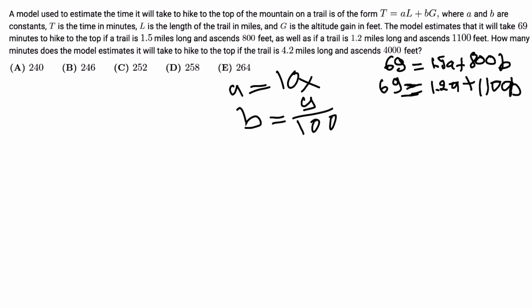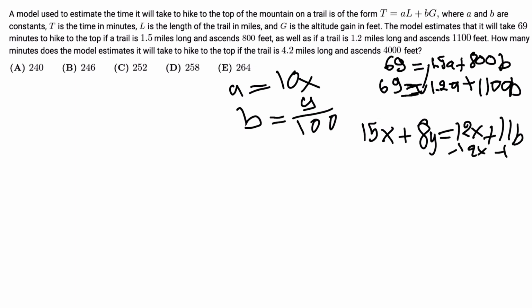And then what we're going to do now is set these two equations equal to each other since they're both equal to 69. So we're left with 1.5A will become 15x, 800B will become 8y, and that's going to equal 1.2A will become 12x, 1100B will become 11y. We're then going to subtract 12x and 11y from both sides. And we get 15x minus 12x as 3x, plus 8y minus 11y.